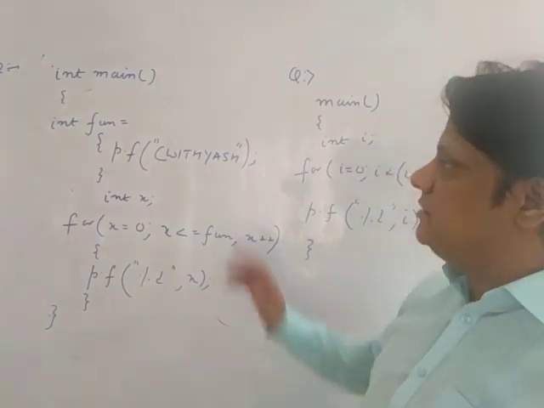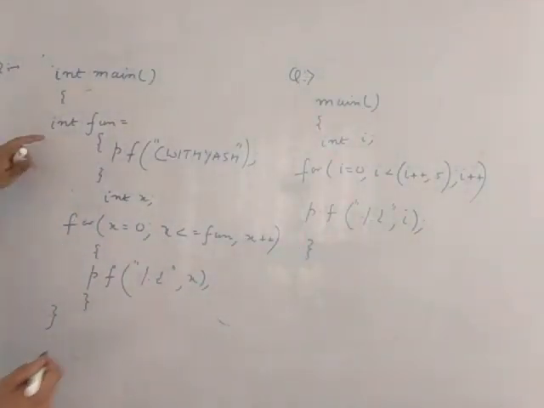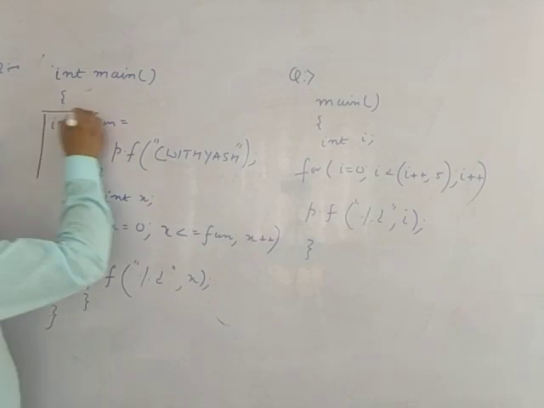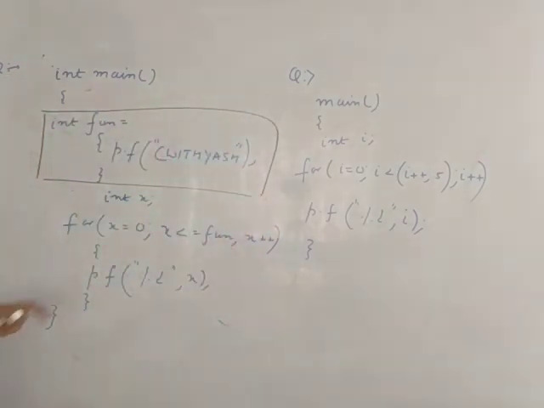So let's discuss these two amazing questions. Question number 1: int fun is equal to printf("C with Yash"). This is a unique syntax, and you have seen this, right? Then for (int x = 0; x <= fun; x++) you have to print it. The logic is this only, and it's a pretty simple logic. I have already discussed this.